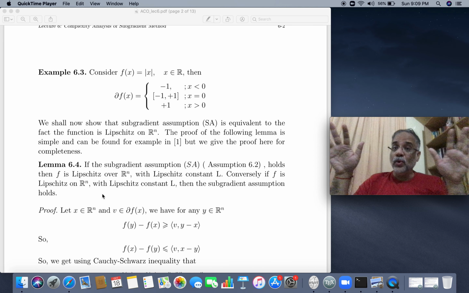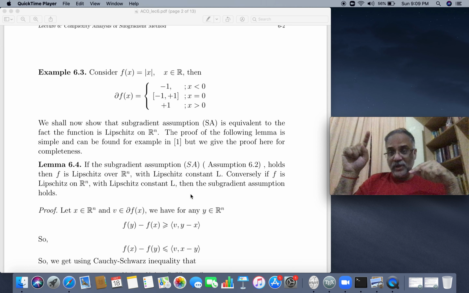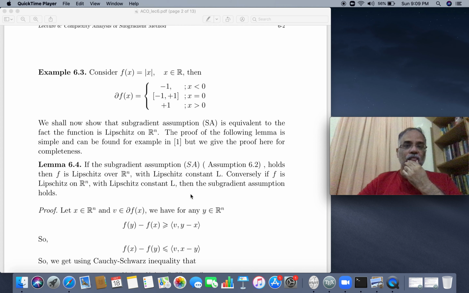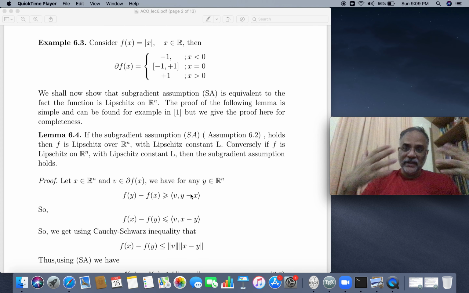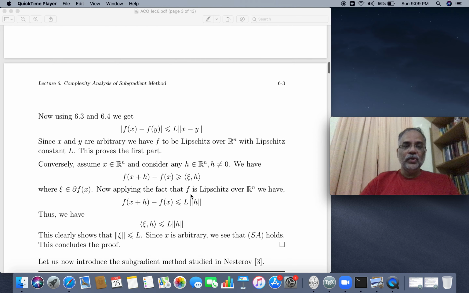We know a convex function is locally Lipschitz, but this condition is actually equivalent to the fact that it is Lipschitz over the whole Rn. And if a function is Lipschitz over the whole Rn with the Lipschitz constant L, then the subgradient assumption holds with that same L. Now I am not going to give the proof here. As I said, the proofs would be for those who want to devour it themselves, because proofs have to be carefully read. So I would now skip over to our main algorithm.